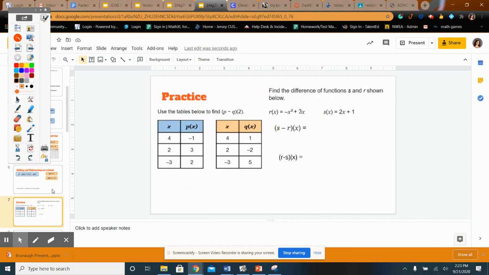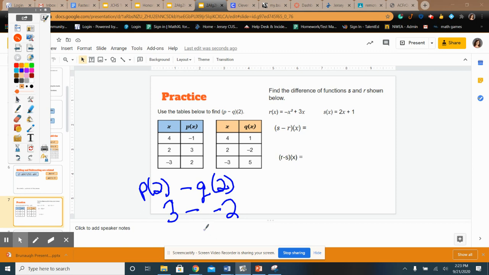All right, so let's do some practice here. Here are some tables, and they want us to do p minus q of 2. So that's the same thing as p of 2 minus q of 2. P of 2 would be 3, minus q of 2 would be -2. 3 minus -2 becomes 5.